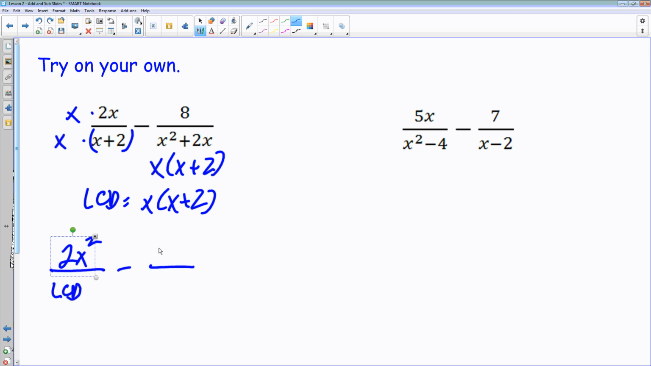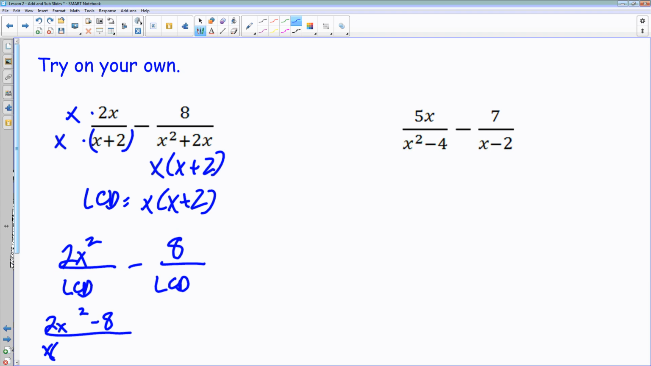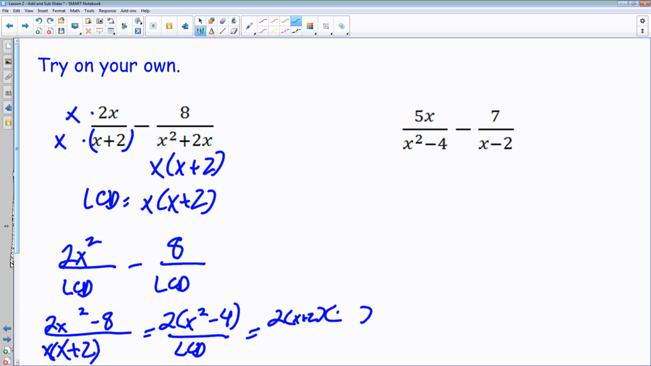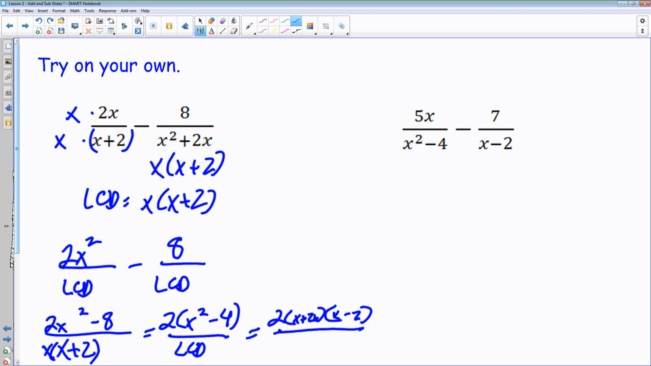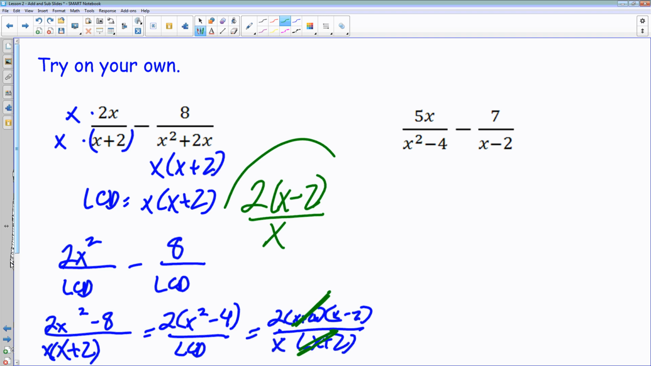And then I have minus, my second fraction doesn't change at all. So I've got 2x squared minus 8 over x times x plus 2. Now my numerator, I can take out the GCF and get x squared minus 4, and then I can actually go a little bit further and do that difference of squares. So I get x plus 2, x minus 2. And remember that this is all over my LCD, which is x times x plus 2. So I can cross out the x plus 2's. So final answer, 2 times x minus 2 over x.